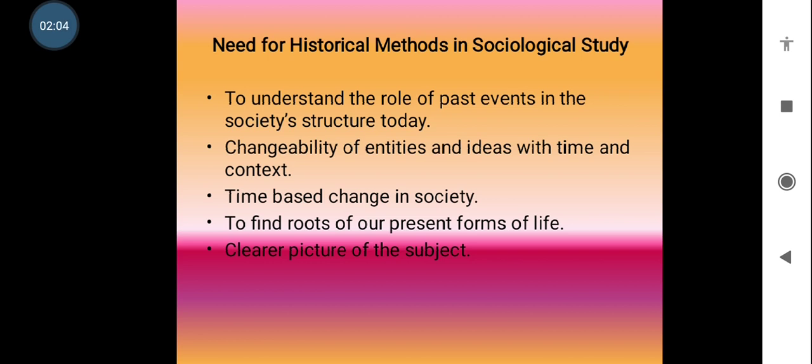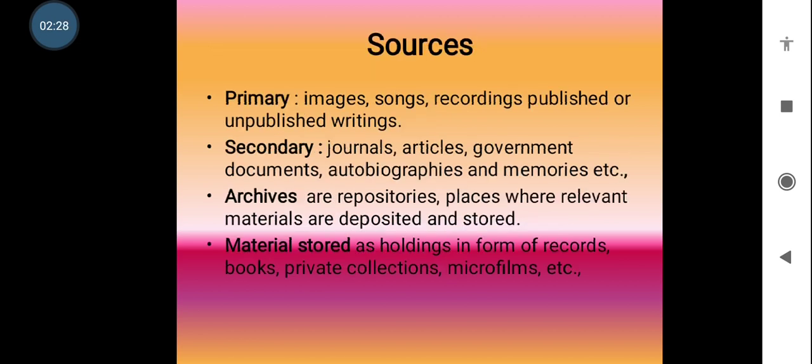Next is time-paced change in society. What kind of changes occur over time? The periodical changes that occur in society are analyzed based on historical methods. Then, to find the roots of our present forms of life. Then, a clear picture of the subject. So this is the need for historical methods in sociological study.